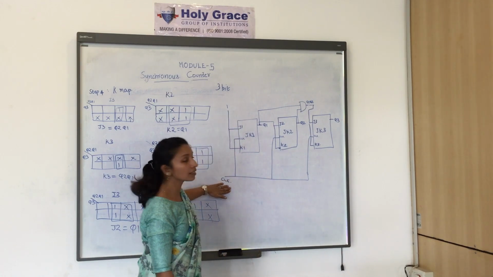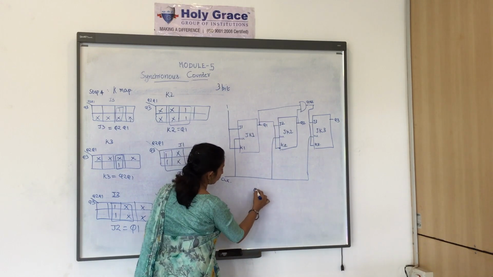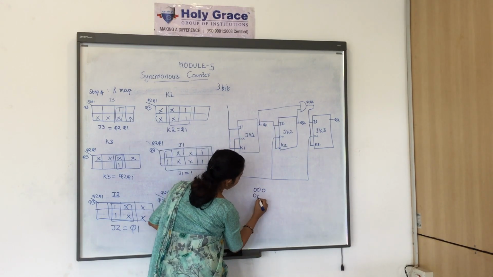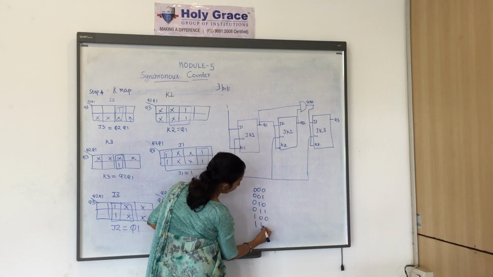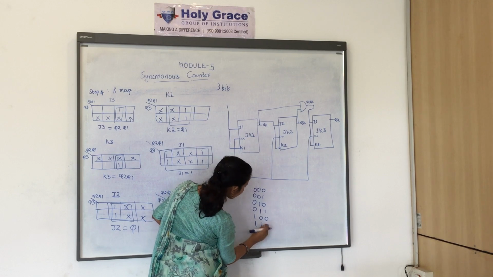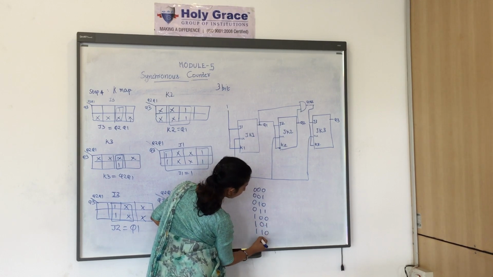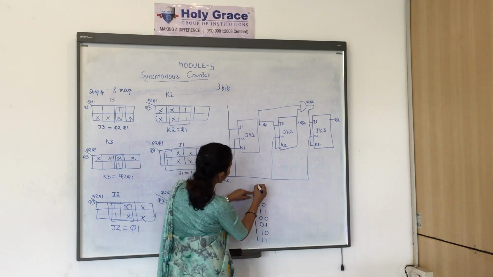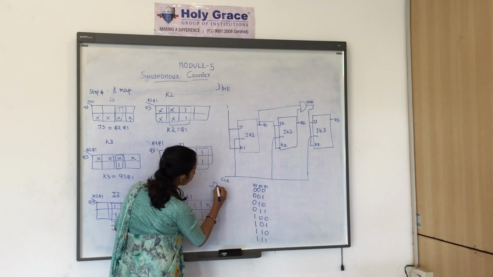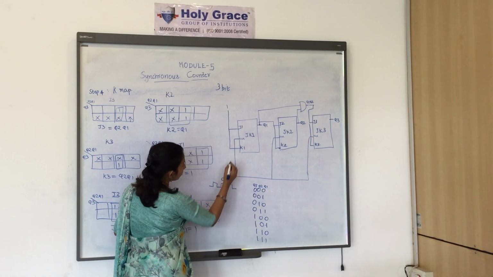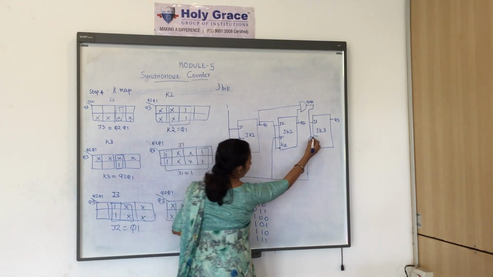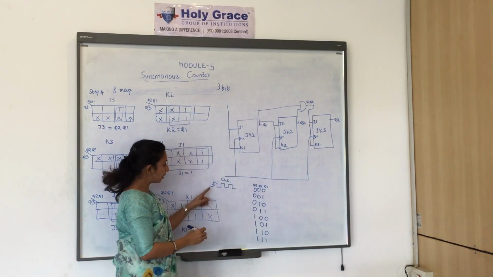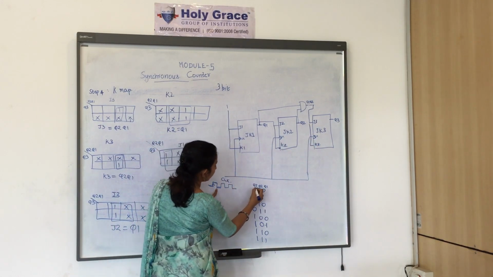So when we give the clock input, the output will be 0 0 0, 0 0 1, 0 1 0, 0 1 1, 1 0 0, 1 0 1, 1 1 0 and 1 1 1. This will be our Q3, this will be Q2, this will be Q1. When I give the clock pulse like this, since it is edge triggered, this represents an edge trigger for each of these edges. So when this clock pulse goes, this output will come.